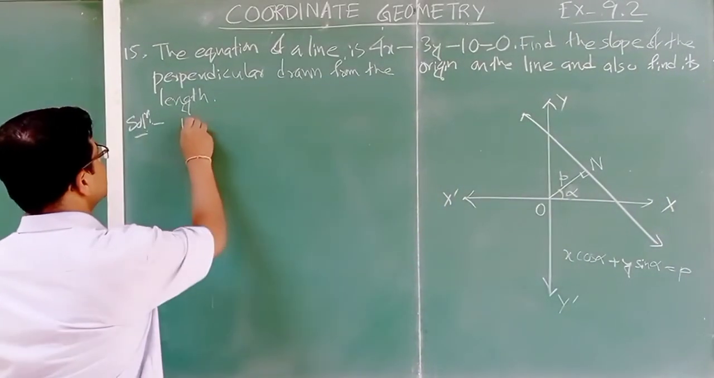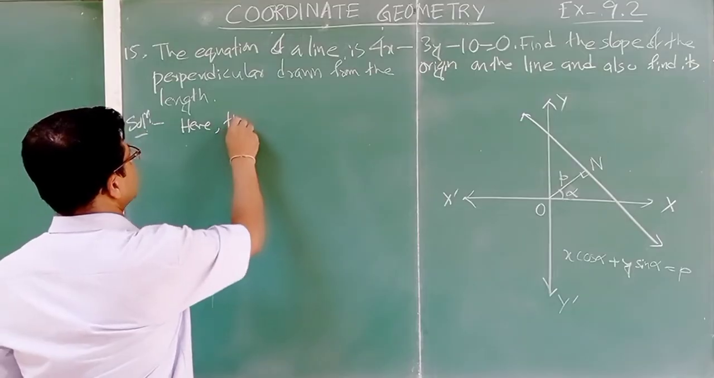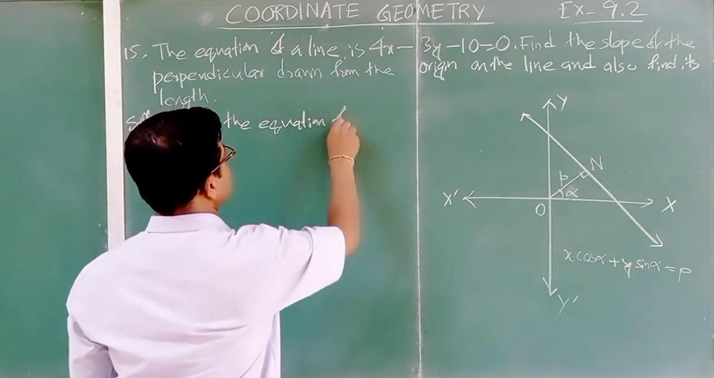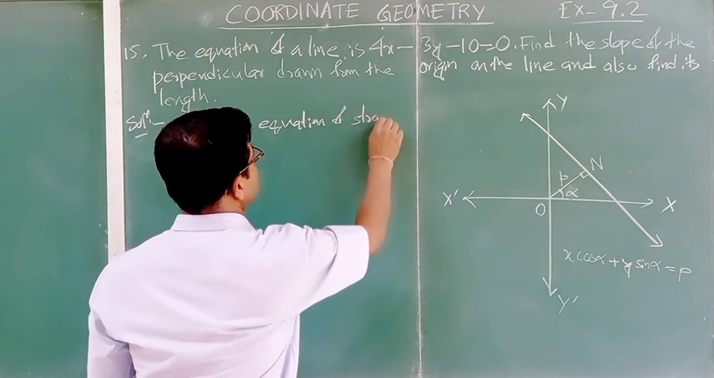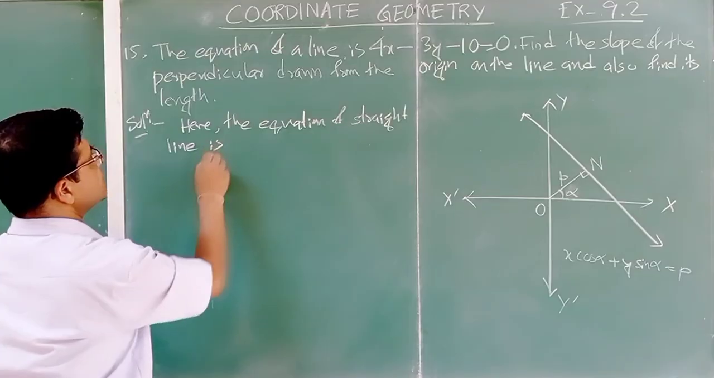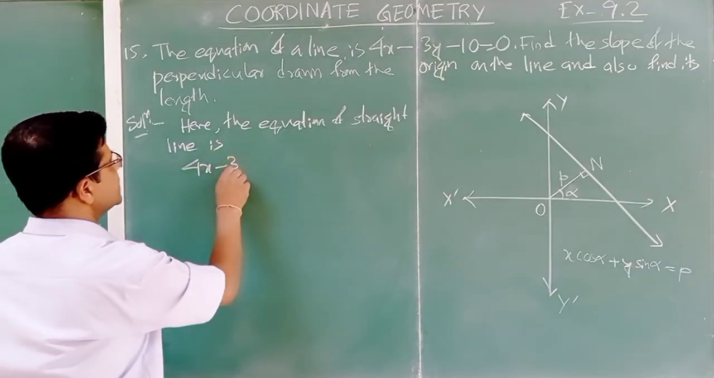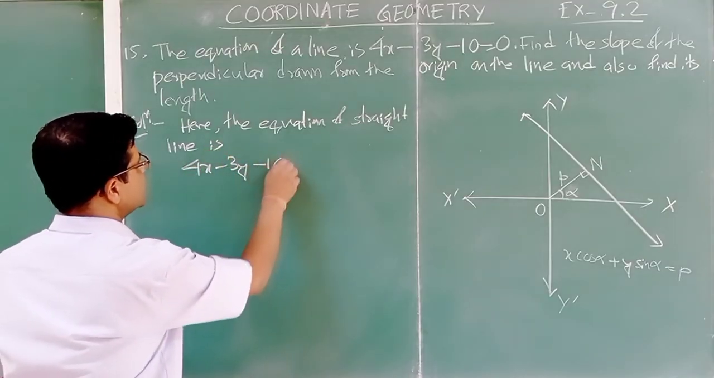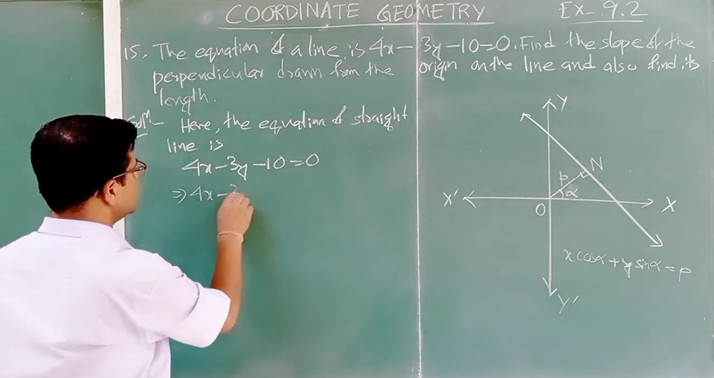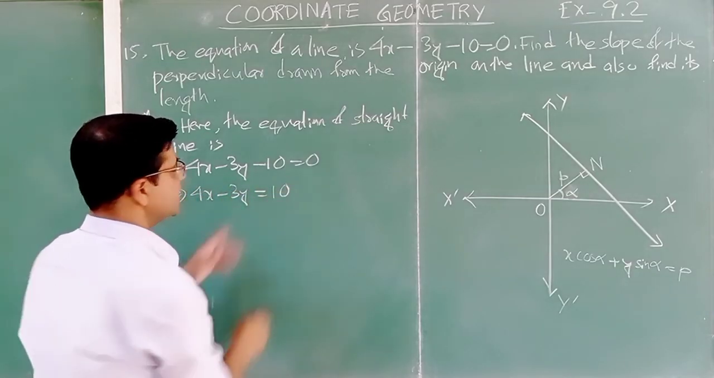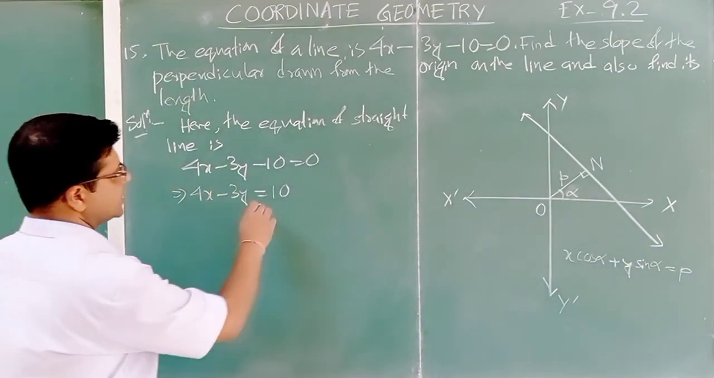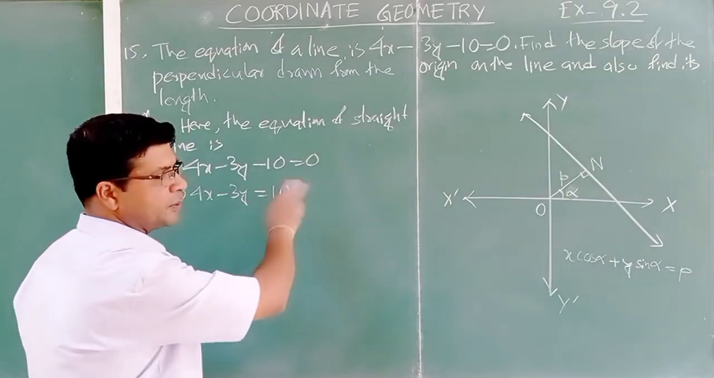So here the equation of the straight line is, what is this? 4x minus 3y minus 10 is equal to 0. So this is 4x minus 3y. This 10 we shall take on the other side, isn't it? Why? Because this side we keep the p, length of the perpendicular.